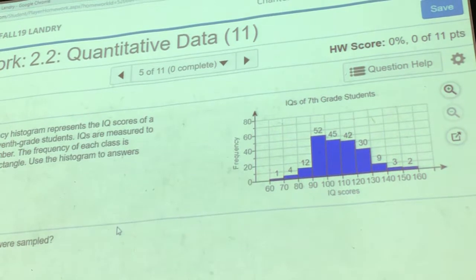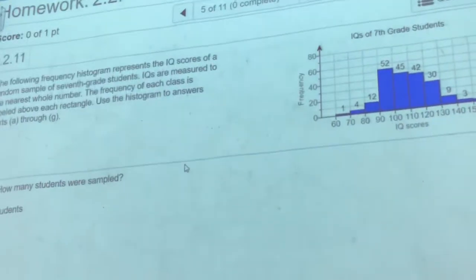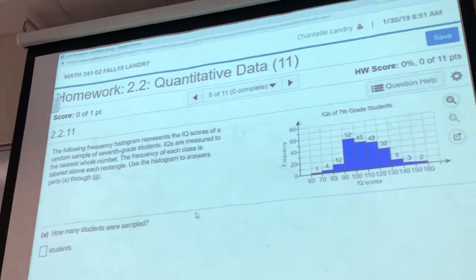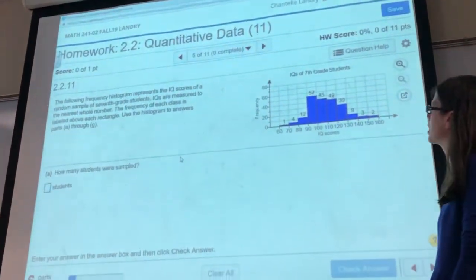Now we've got a histogram with IQ scores. IQ scores are supposed to be normally distributed, ideally, and they're measured to the nearest whole number. So we've got our histogram right here, and we're going to answer these questions. The first one is how many students were sampled.